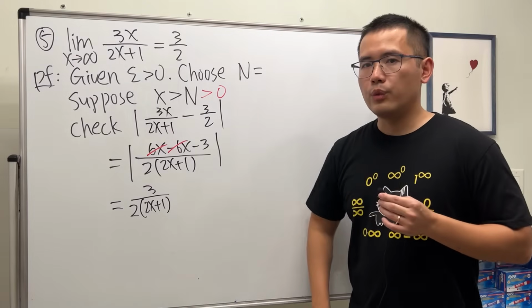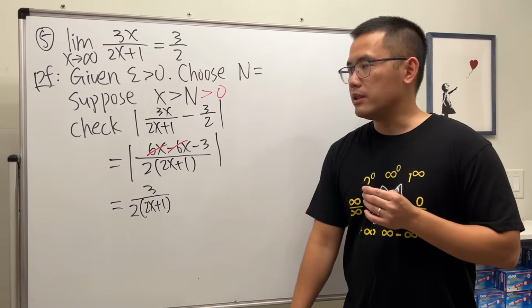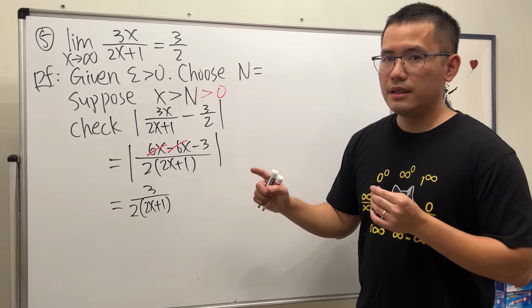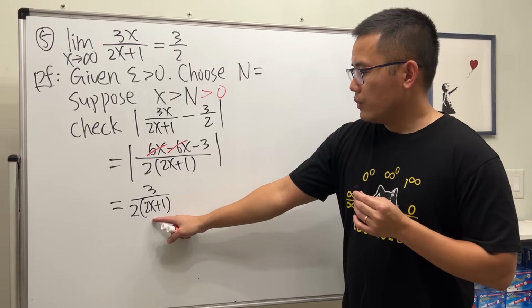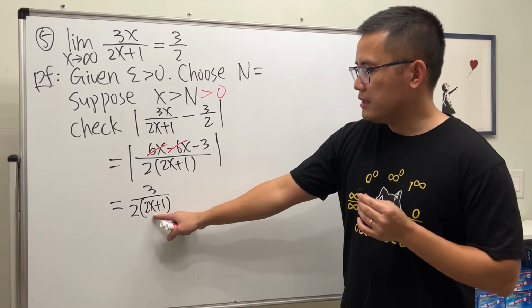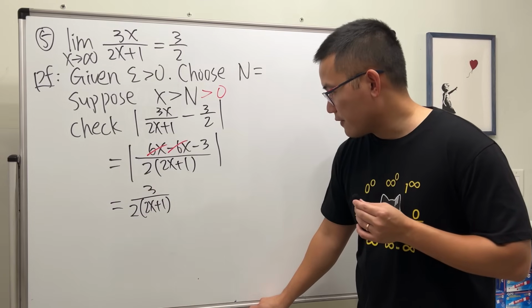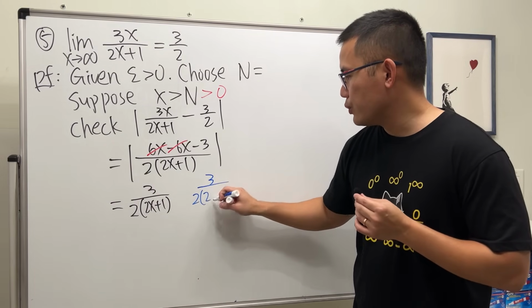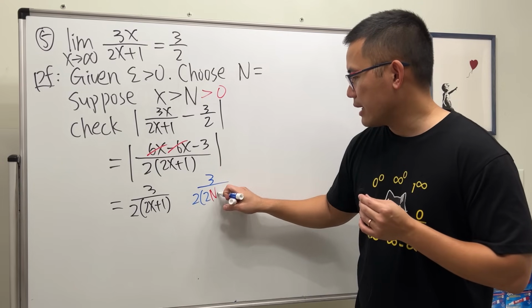Now, how can we proceed? Here's the deal. We know that x is bigger than N. If you replace the x with N, then you can get the following. You get 3 over 2 times 2N, and then plus 1.